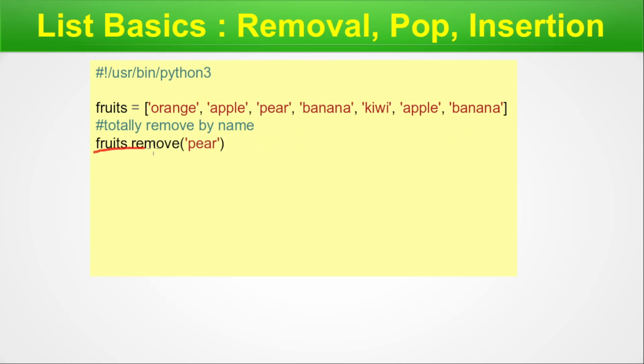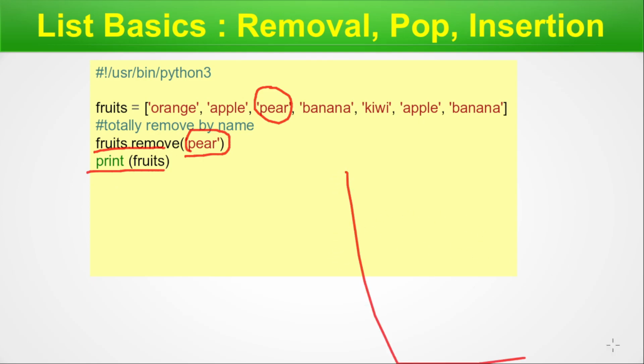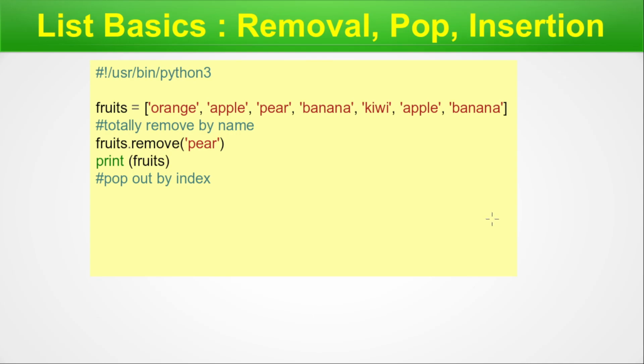Fruits dot remove pear. So we can remove pear from here. Pear is here, so this will be removed. Next we print the fruits. As soon as we run the code, we'll have an output and we'll compare. Wait for that, let us finish the code. Pop out by index: fruits dot pop, then we give the index 3. So that means the third index: 0, 1, 2, 3. So this one will be popped out.